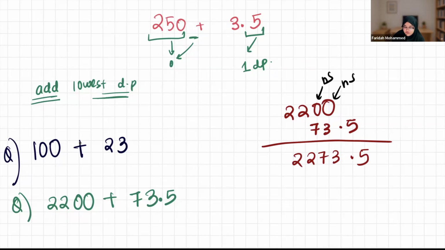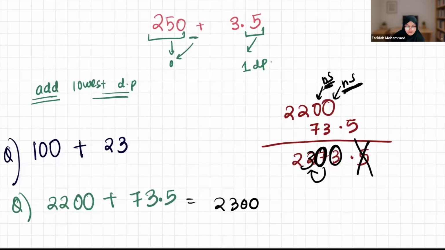So this one, no decimal place, so this is gone, right? There is a non-significant number, so this is going to be 0. This is also a non-significant number, that would be 0. Now what about the 2? The 2 will be 3. Okay, good job. So the answer is 2300. Make sense? Yeah? Okay.